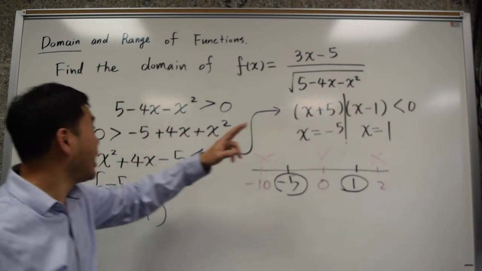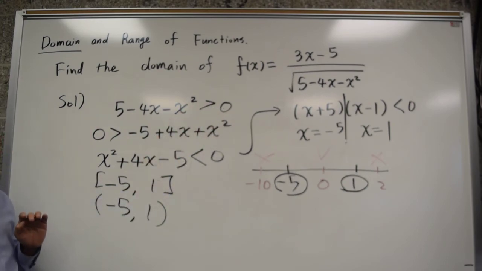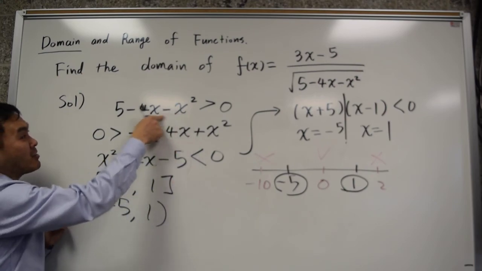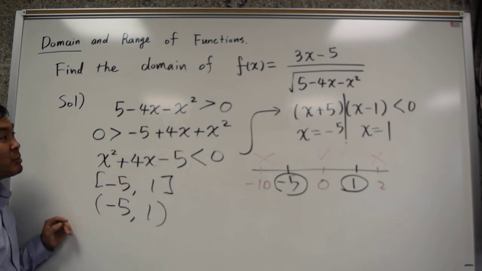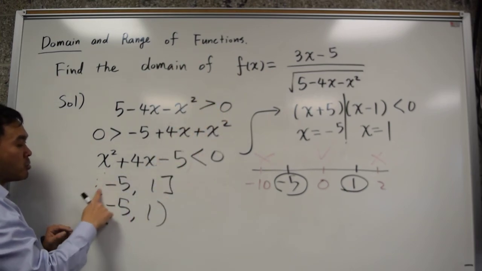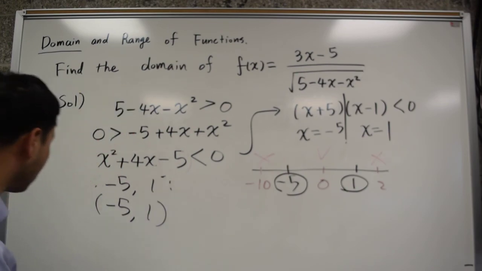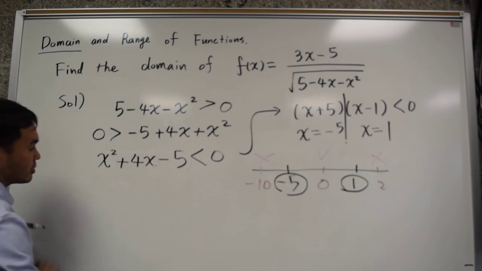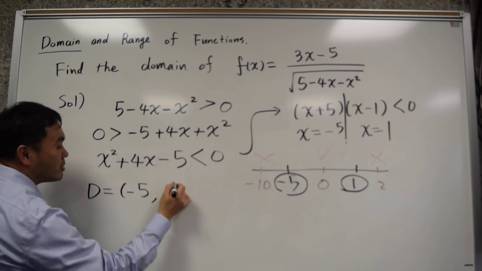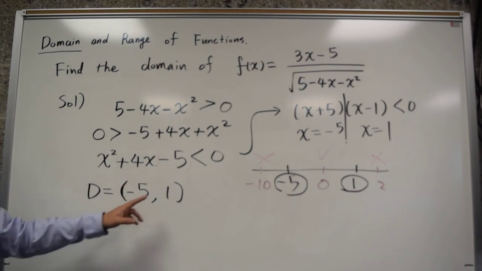Are you allowed to have 0 in the denominator? No. Actually, look, we had this strict inequality requirement, right? It can't be 0. See, 1 and negative 5 are the numbers where it makes this thing equal to 0. And because this one is a strict inequality, you can't include the endpoints. So the correct answer is, the domain is from negative 5 to 1, not including the endpoints. Okay? You need parentheses for both.